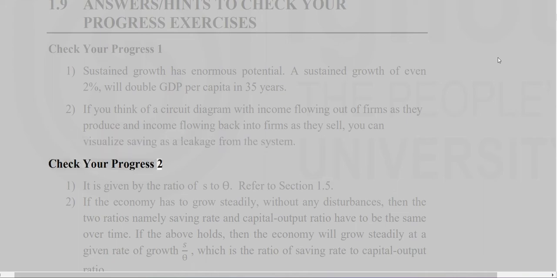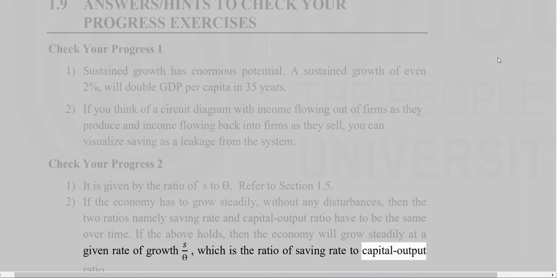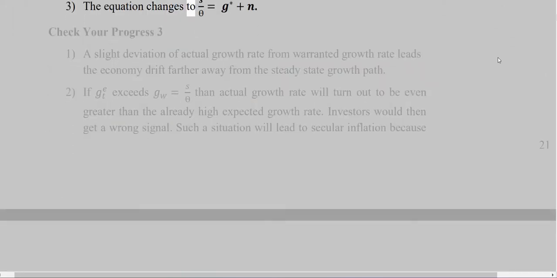Check your progress 2. 1. It is given by the ratio of S to V; refer to section 1.5. 2. If the economy has to grow steadily, without any disturbances, then the two ratios, namely saving rate and capital output ratio, have to be the same over time. If the above holds, then the economy will grow steadily at a given rate of growth, which is the ratio of saving rate to capital output ratio. 3. The equation changes to an equation with an asterisk operator plus.